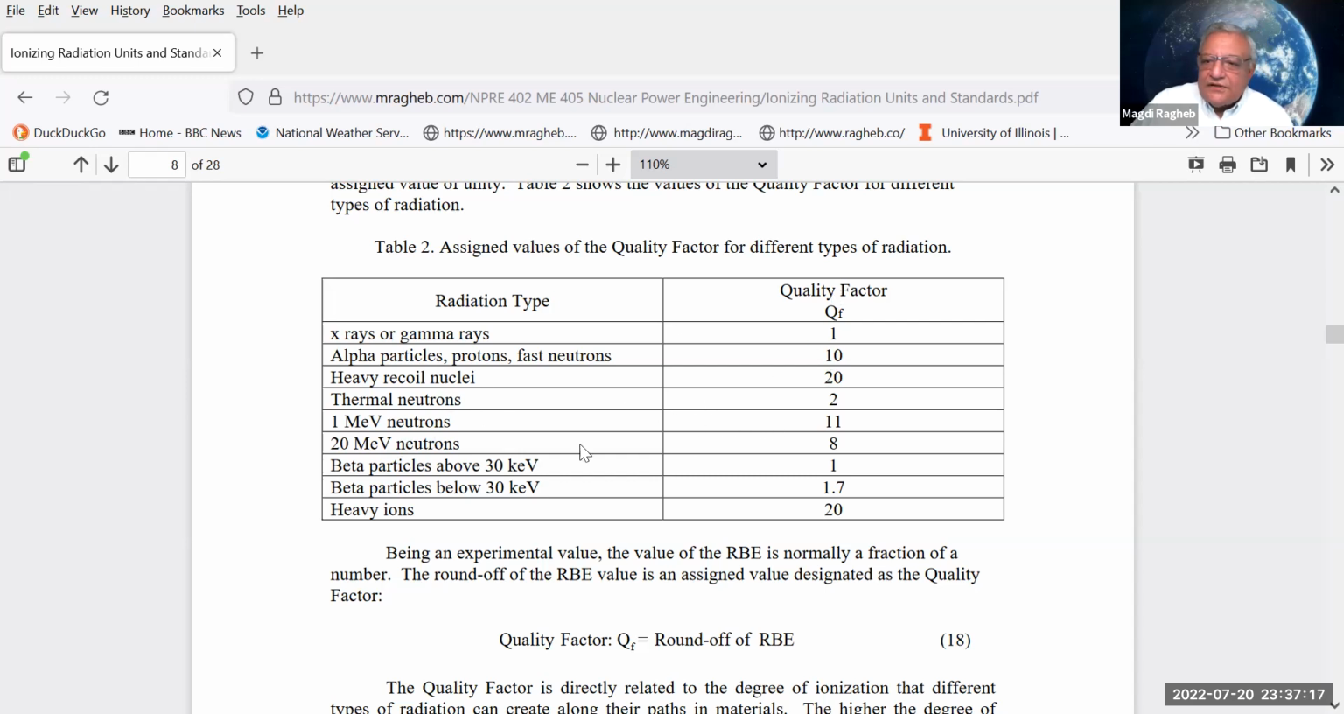Neutrons, depending on their energy, can have, for 1 million electron volt neutrons, a quality factor of 11, for 20 million electron volt neutrons a quality factor of 8, and thermal neutrons have a quality factor of 2. Beta particles also can have more effects if they're above 30 kilo electron volt. They have the same effect as the X-rays, but at lower energy, they cause slightly more damage. And heavy ions can cause as much damage as heavy recoil nuclei. And the quality factor here, I repeat, is a round off of that radiobiological effectiveness.